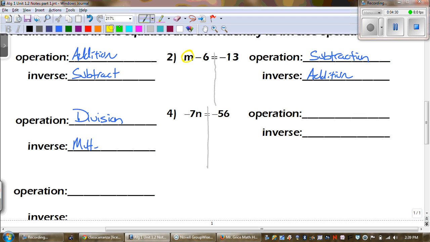Draw our line. There's my variable. When there's a coefficient in front of a variable, what's going on is multiplication. And the inverse, or the opposite of multiplication, is division.